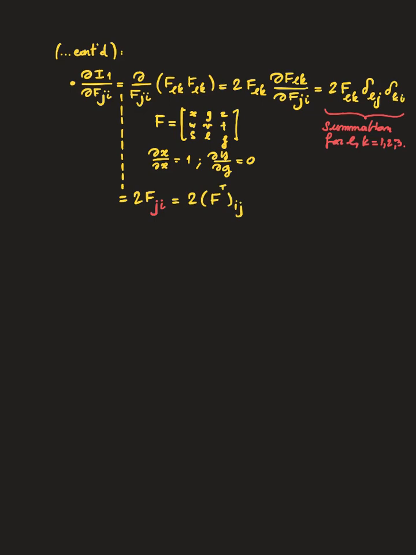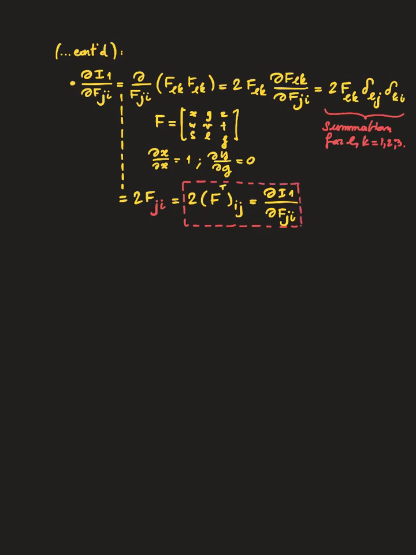Let's keep this result in mind. I want to add it in the end. So we found that the derivative of I1 relative to Fji is equal to this. Let me box this expression, which will be important at the end, okay? Now you will see that all the rest is very easy.